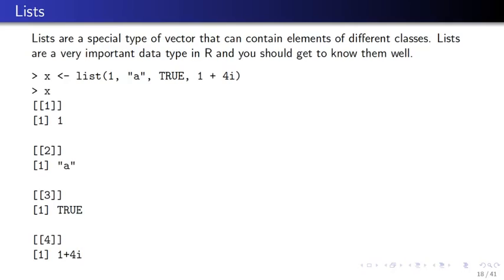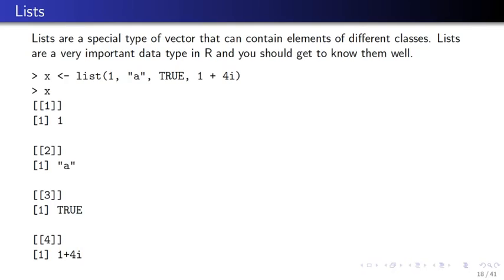So here I'm creating a list called X, using the list function, which can be used to construct the list. The first element is a numeric object of 1. The second element is a character, letter A. Third is a logical, and the fourth is a complex number. So this is not a problem with lists.